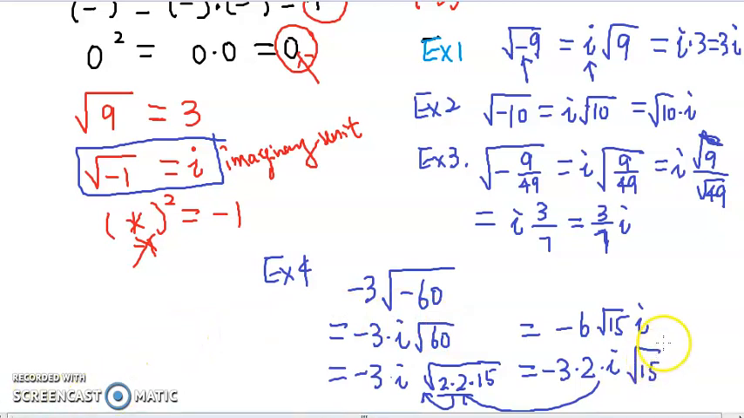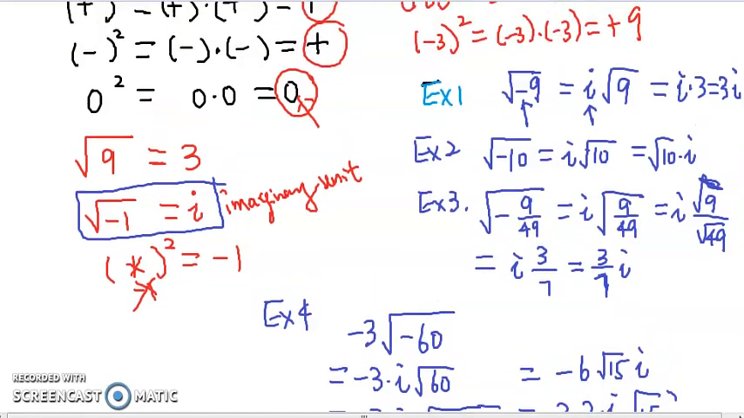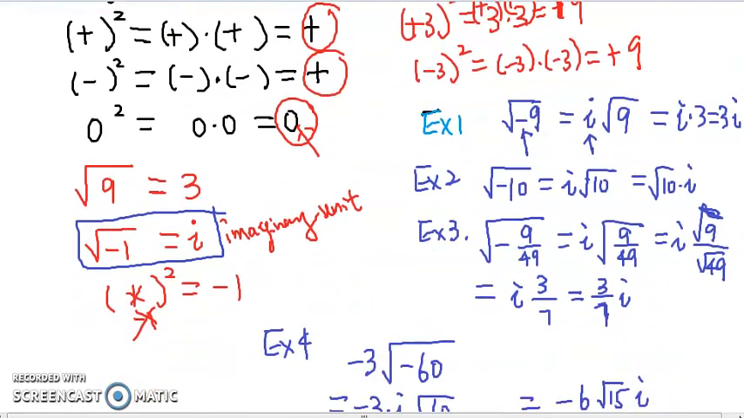Make sure if you have a radical in your answer, it's always in the reduced form. Like square root of 15 is in the simplest form, and square root of 10 is in the simplest form. So why do we talk about imaginary numbers?